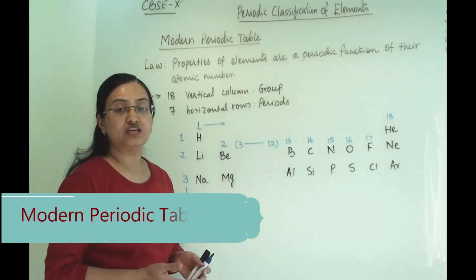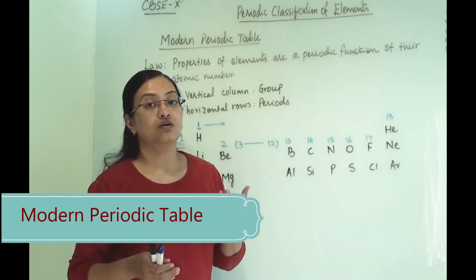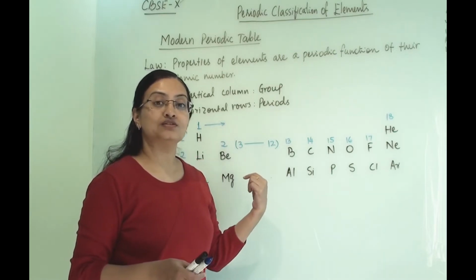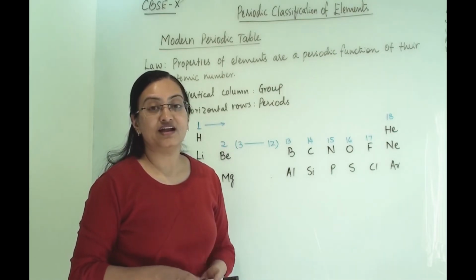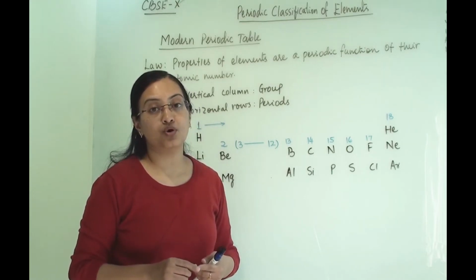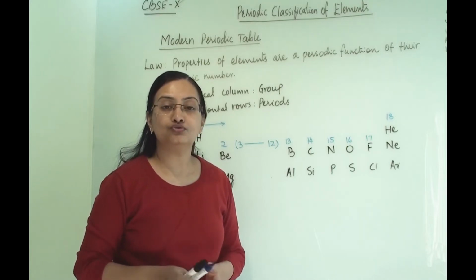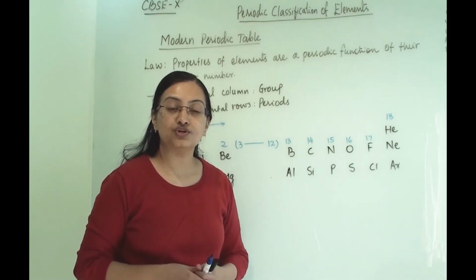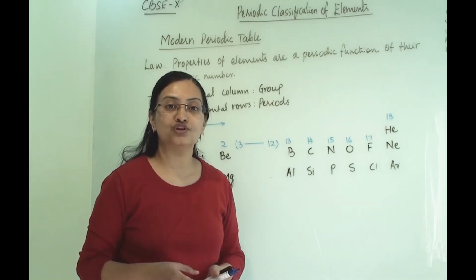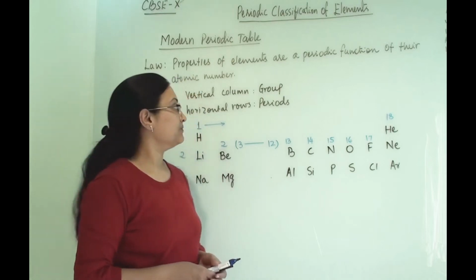Earlier we have seen different periodic tables, and those were a concrete base for today's modern periodic table. In that, Dobereiner's triads, Newlands' law of octaves, and the most important, Mendeleev's periodic table, were there. If you haven't gone through those videos, I have given the links in the description. Go through those videos and understand how we have come up with this concept.